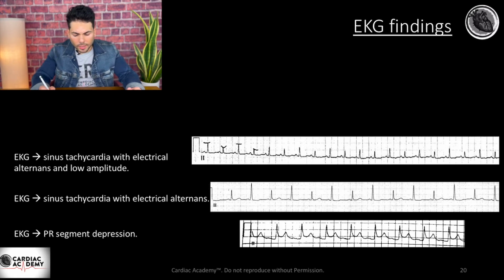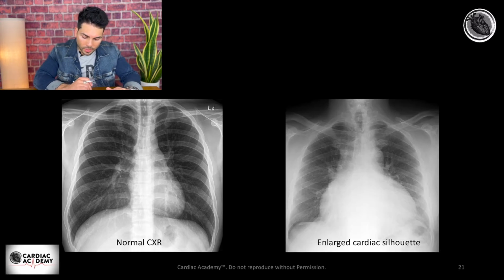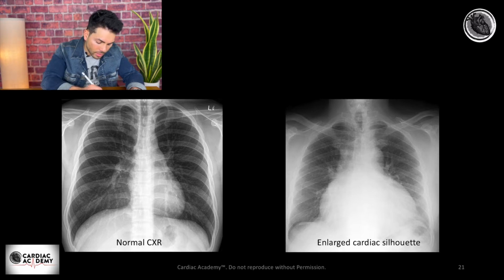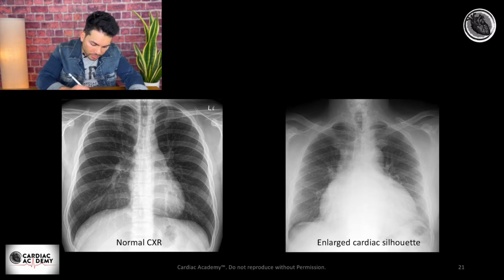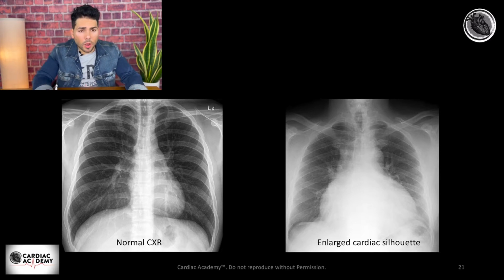And this can also be seen in pericarditis, okay? Very good. All right. Let's continue. So here we see two chest x-rays. The one on the left is a normal chest x-ray in which you can see a normal cardiothoracic ratio, which means that the heart does not take more than 50% of the thorax.